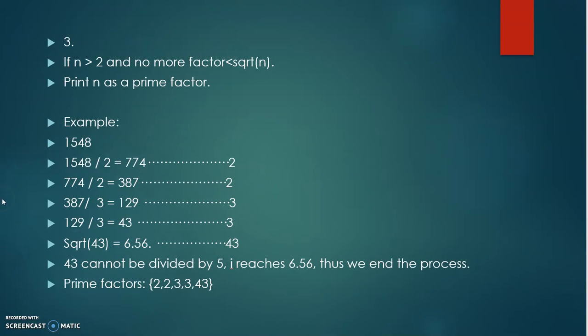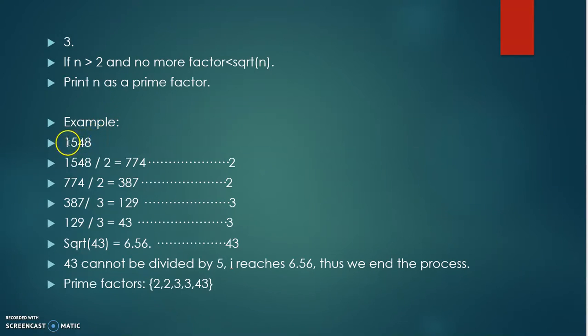And the last step is if the integer n is bigger than 2 and there's no more factor smaller than the square root of n, we print n as a prime factor. So n is what we have finally after all of that. If there are no more factors smaller than the square root of n, we print n as our last prime factor. So let's take a look at the example here.